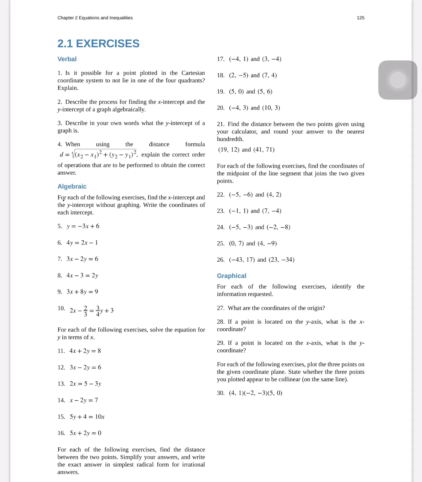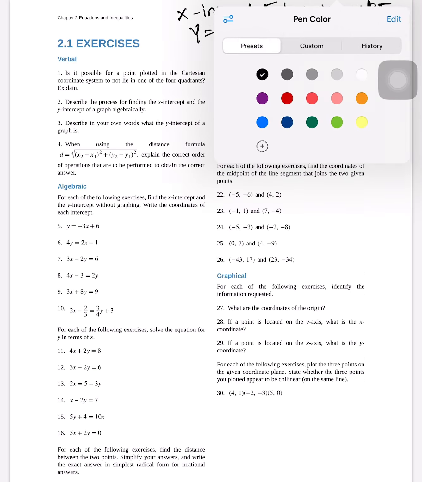So for each of the following exercises, find the x-intercept and y-intercept without graphing. So we have to solve it algebraically. We know that for the x-intercept you have to plug in y equals 0, and for the y-intercept you have to plug in x equals 0, right?